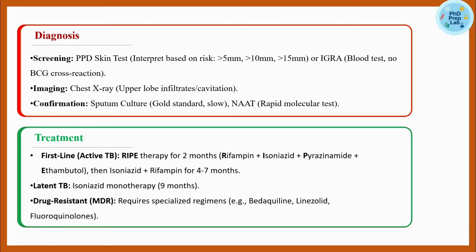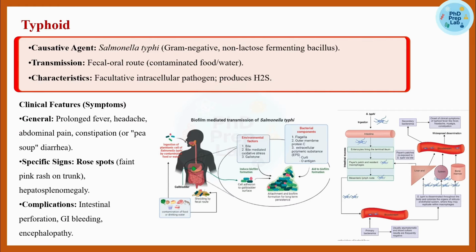diagnosing TB, tuberculosis. And then for treatment, you have RIPE therapy for 2 months. And the composition of RIPE is mentioned here on the screen, you can see. And then for latent TB, a person with latent TB is usually given isoniazid monotherapy for 9 months. The other disease that we have here is typhoid.